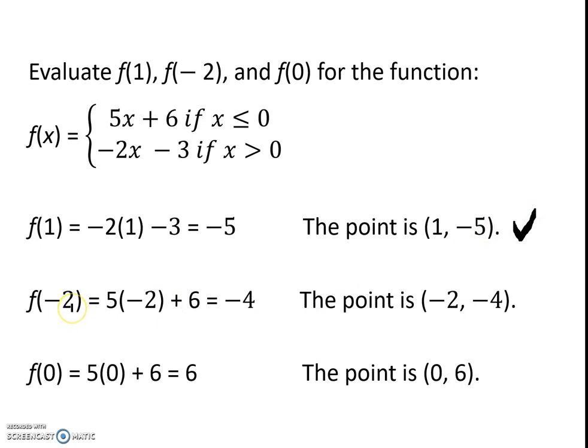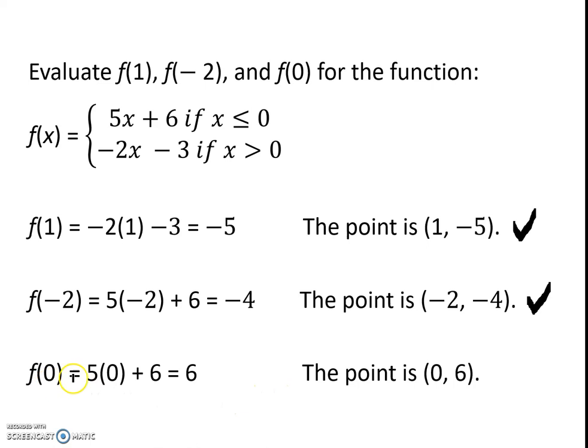Doing the same thing with -2, we figure out where that fits in, and of course it is less than or equal to 0. So we use this part of the equation. So we have 5 times -2 plus 6, which is -4. So then the point in this case is (-2, -4).